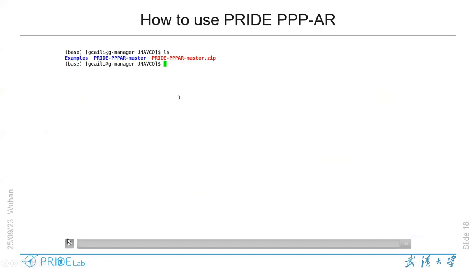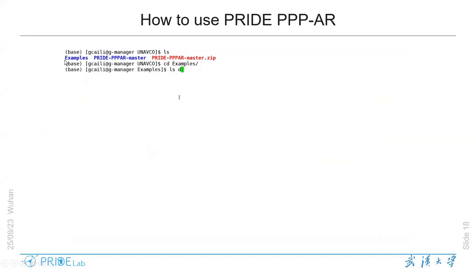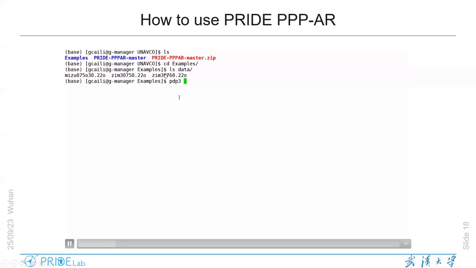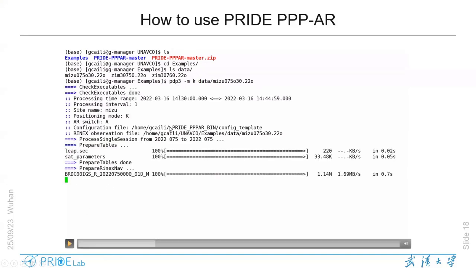Okay, this is the video demo. We go to the example directory where we put three observation files here. We just process one of them. Notice the input PPP3 -M K, where K stands for kinematic, and the name of the observation file as the last parameter. And first, the program displays your basic setup, such as the position time, the position interval, position mode, station name, etc.